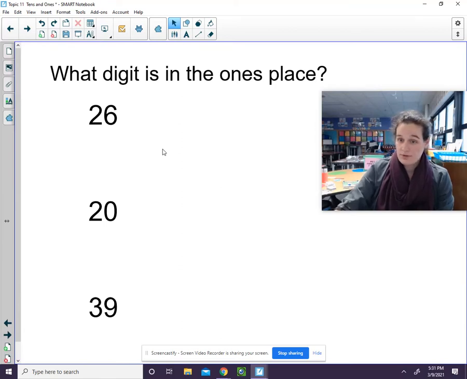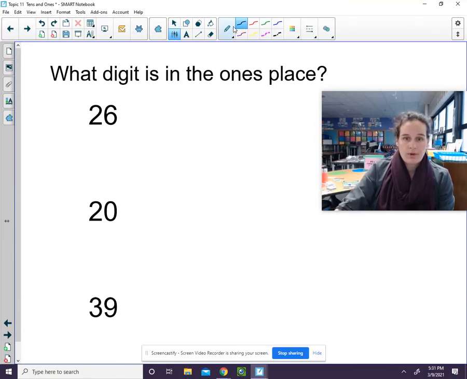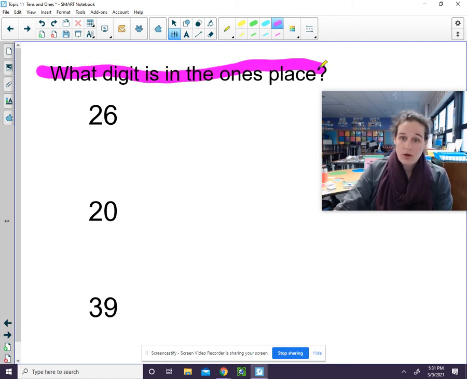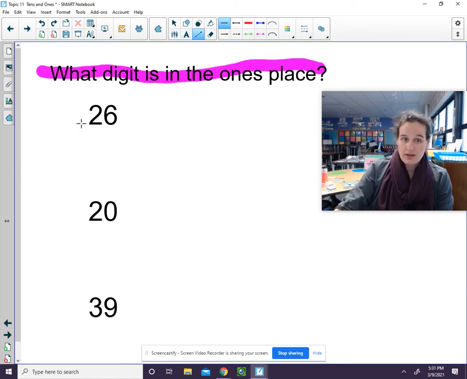We are going to be doing some review today. Our first problem says, what digit is in the ones place? Okay, we need to think about when we draw this out, what number is in the ones place? I'm going to go ahead and draw it. So 26. I would have two tens, I'm going to have six ones.